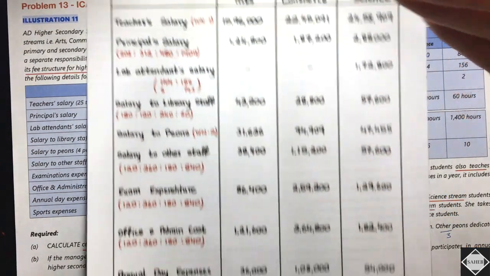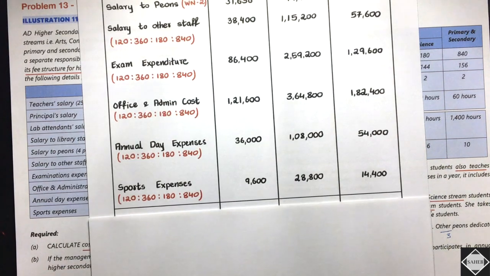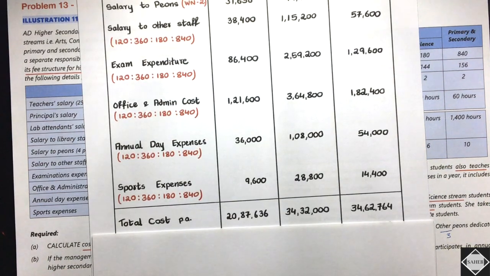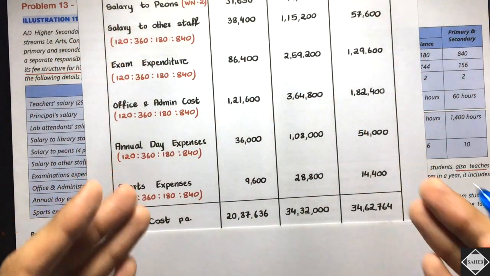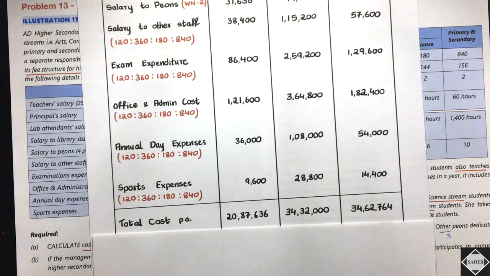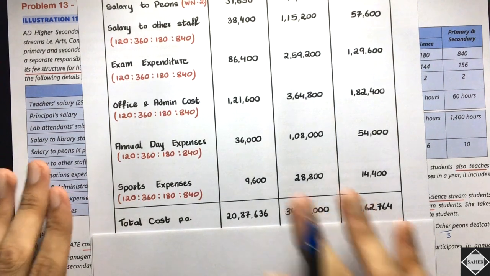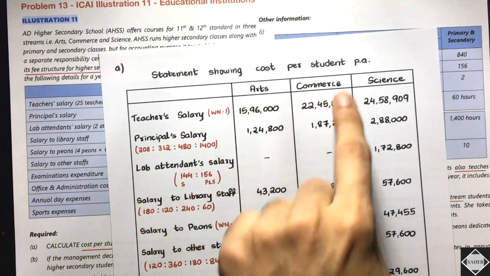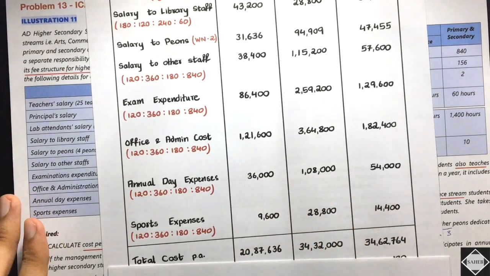Fine. Now what you will do, you will just make a sum of it. If you make a sum of it, you will get the total cost per annum, because all the data was yearly. So the total cost is also per annum for the year. Now how will you calculate cost per student? That's what we are calculating, statement showing cost per student.